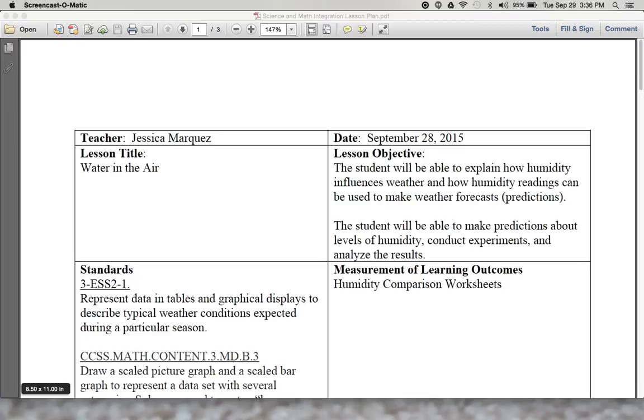My lesson title is Water in the Air. My first objective is the student will be able to explain how humidity influences weather and how humidity readings can be used to make weather forecasts or predictions. And my second is the student will be able to make predictions about levels of humidity, conduct experiments, and analyze the results.